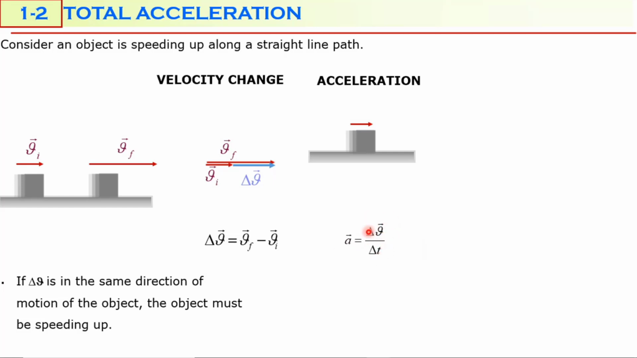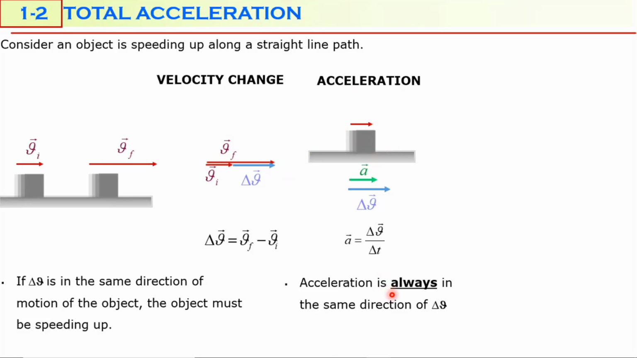That is why delta V and acceleration are always in the same direction. So if delta V is from left to right, the acceleration of this object also must be from left to right. This is how we get the direction of acceleration. If you know the direction of delta V, you in fact know the direction of acceleration, or if you know the direction of acceleration, you know the direction of delta V.